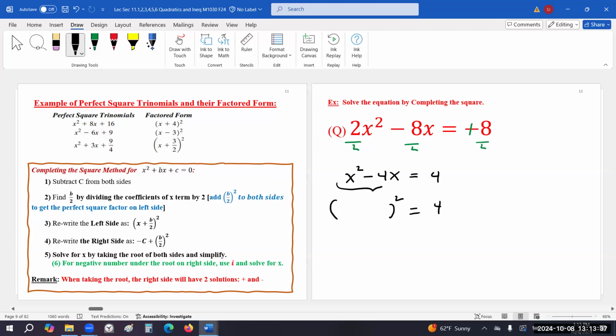These 2 don't go inside, something else goes inside. What goes inside? X minus 2. X from the first term and half of the middle coefficient. Only the coefficients. So from x squared, it's x. From the second term, it's only half of that amount, which is -2.